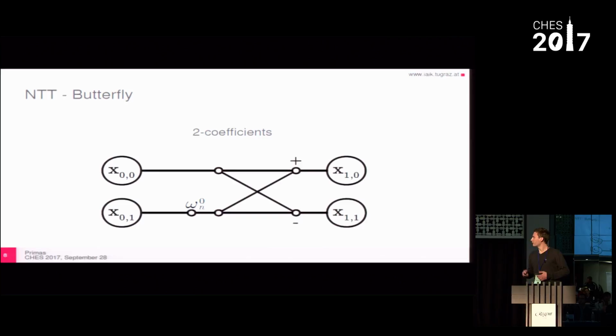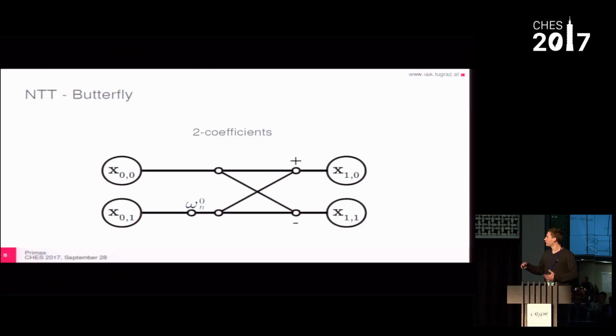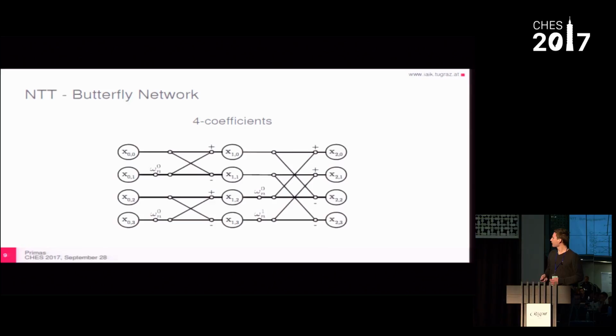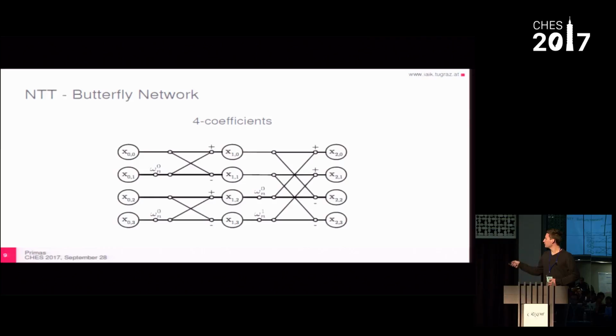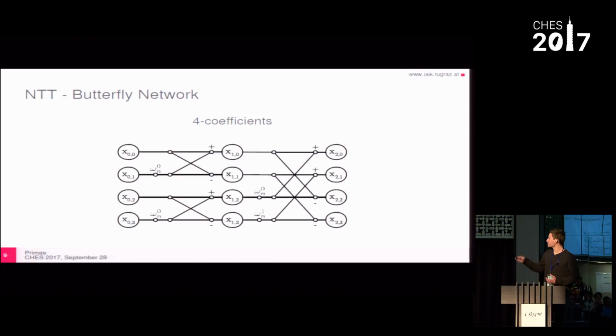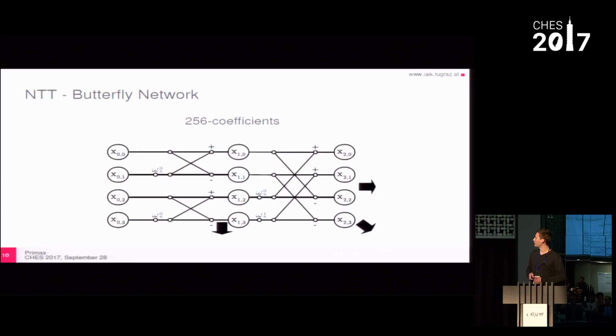Now, in our encryption scheme, we want to do this, but for larger polynomials, so we need to extend this butterfly such that we can transform larger polynomials. And the way to do this is simply by following some recursive rule. So we extend the butterfly to the right and to the bottom, but the rest is the same. We still have the modular multiplications, additions, and subtractions. In our case, we consider polynomials of size 256. So we just extend the butterfly even further, and we end up with the implementation of the NTT that is required for the encryption.